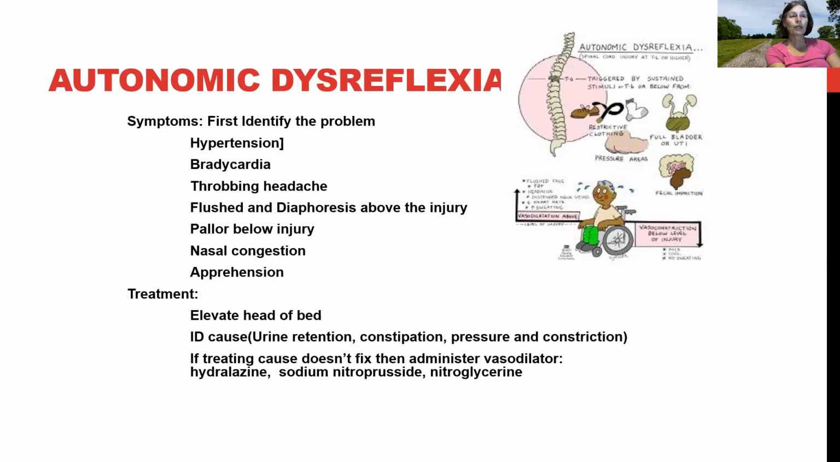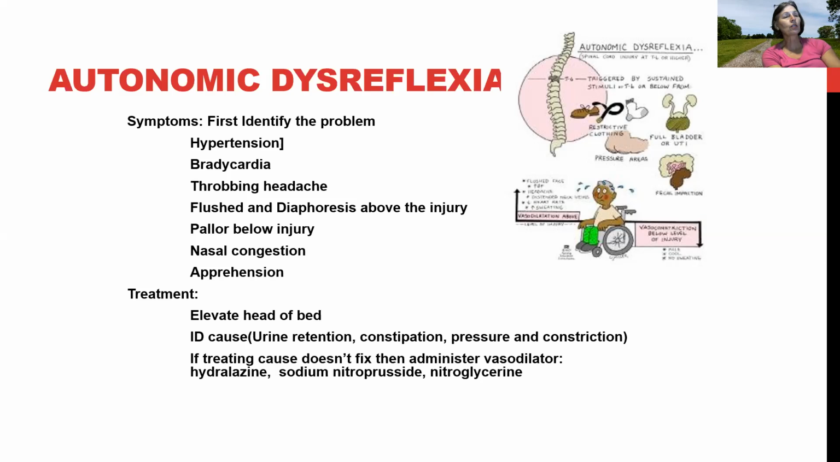So we have to treat it. And if we identify the cause and just treating whatever it was doesn't make that go away, we need to get that blood pressure down. So we're going to use a vasodilator like hydralazine. That's trade name of Apresoline, hydralazine. We also can give sodium nitroprusside or nitroglycerin. Nitroglycerin is used to vasodilate the heart, but it will vasodilate other vessels as well. Sodium nitroprusside is a drug we often give in ICU for somebody with a dramatically elevated blood pressure.